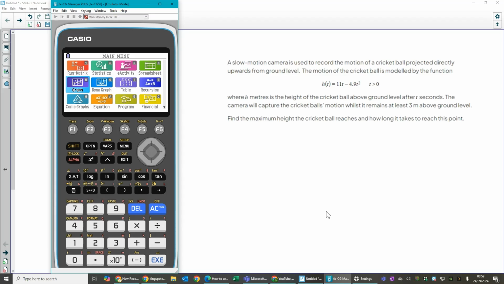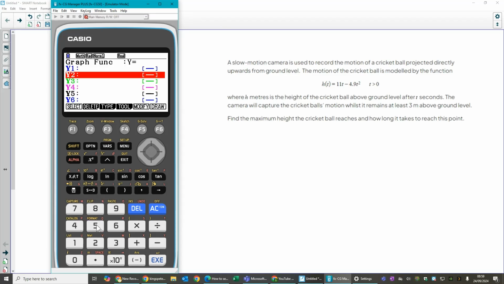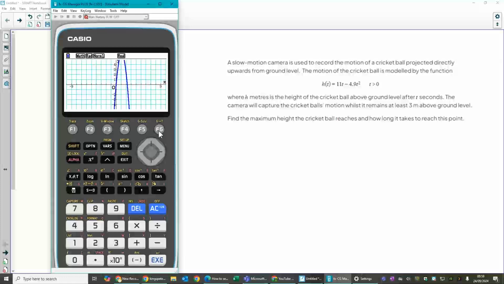So the first thing we're going to do, we'll go to graphing, which is 5, and we will put in our function, so 11x minus 4.9x squared, and press execute. And then we're going to draw it. Now, once you've drawn it, that's fine. Remember, you can move around with the arrows. Just going to move up so I can see it a bit clearer.